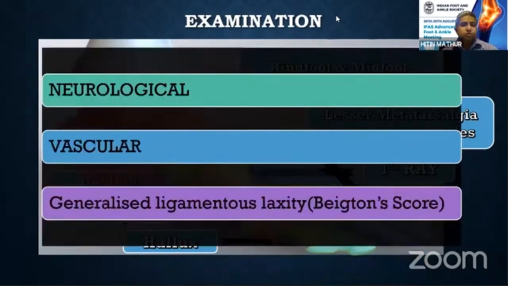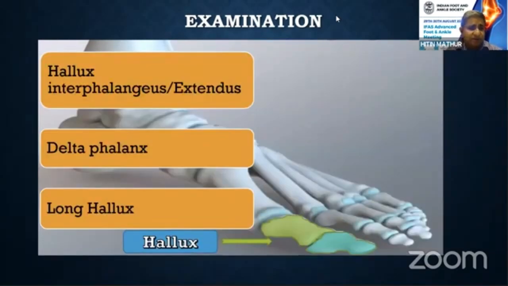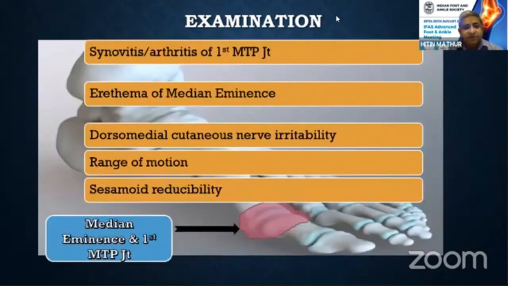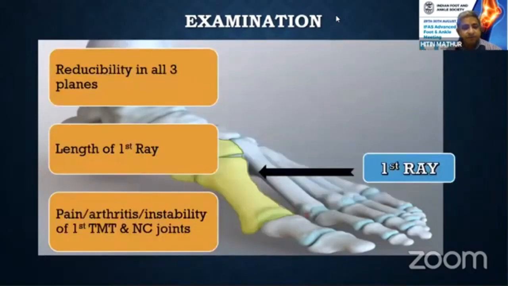Along with that, you should also do a neurological and vascular examination of the foot, and you should look for generalized ligamentous laxity with a Beighton score. As far as the hallux is concerned, you should look for hallux interphalangeus or extendus, a delta phalanx, or a long hallux. In the medial eminence and first MTPJ region, you should look for synovitis or arthritis of the first MTPJ joint, erythema of the medial eminence, irritability of the dorsomedial cutaneous nerve, which is in that region. You should also look for range of motion of the first MTPJ joint and the reducibility of the sesamoid apparatus.